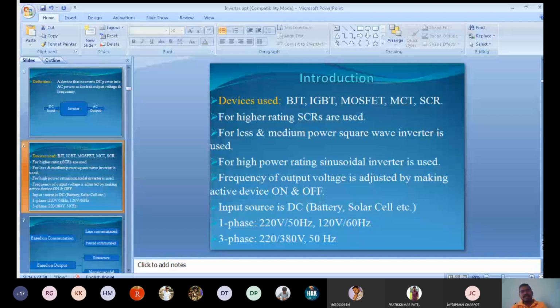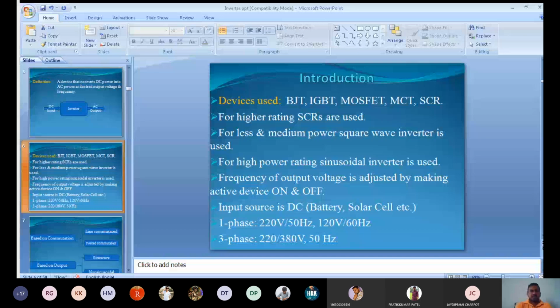Frequency of output voltage is adjusted by making the active device on and off, whether SCR is used or MOSFET is used or IGBT is used. So how can we control or adjust the output voltage? We can control the output voltage by making the device on and off. Frequently we are making the device on and off.